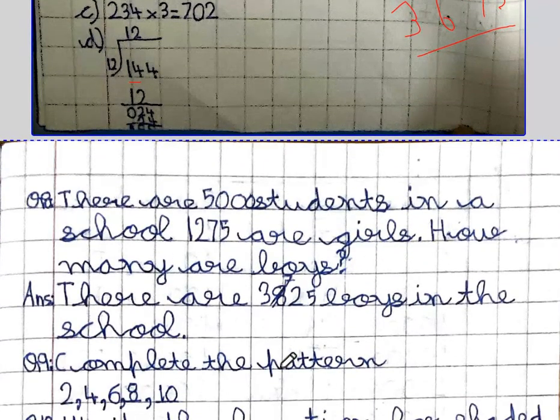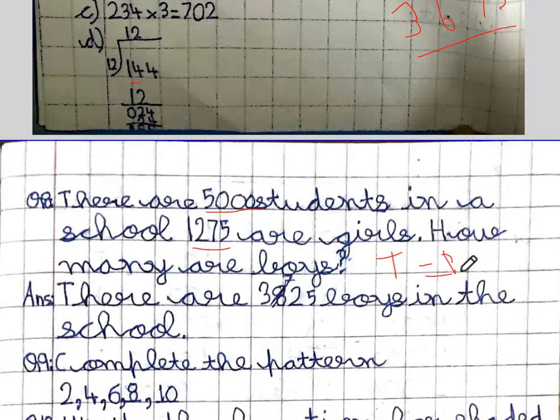Next question is, there are 5000 students in a school. 1275 are girls. How many are boys? So here they have given the total, which is equal to 5000. So total will come by adding the girls and boys. So they have given the girls count and they are asking the boys count. So it should be the minus, because the total will be equal to boys plus girls. So boys plus girls will be the total.